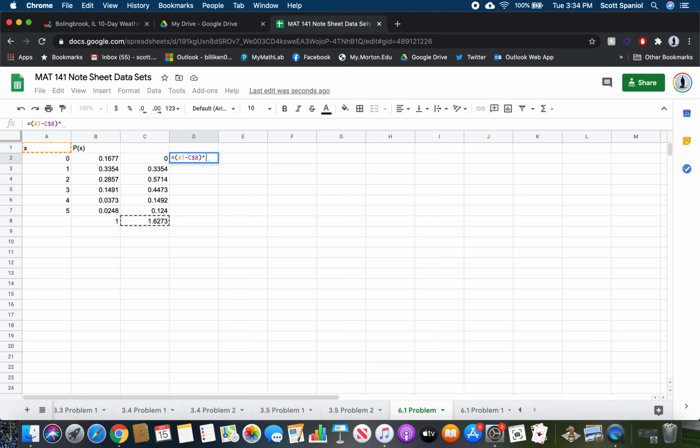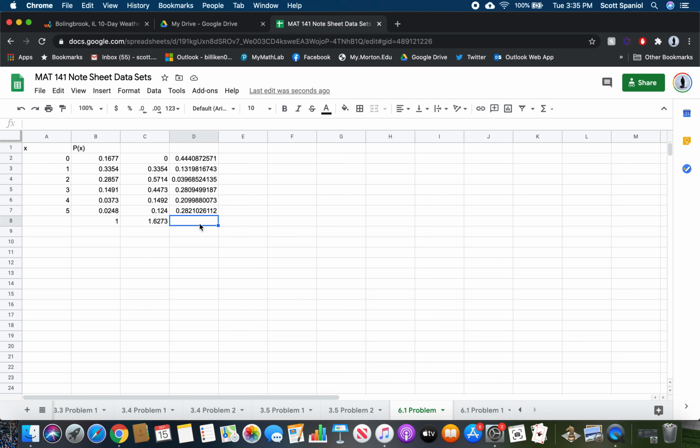And then I want to multiply that by the p of x. And whoops, I put the wrong A2, sorry. X value is A2. And then I want to multiply that by the p of x, which is, so times B2. Okay, and if I pull down, it should do that for all of them.